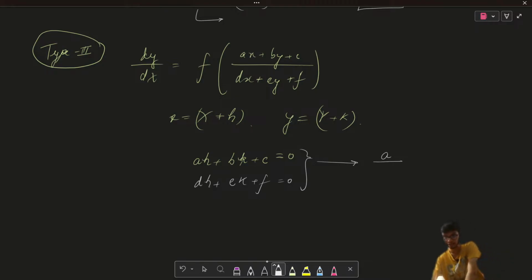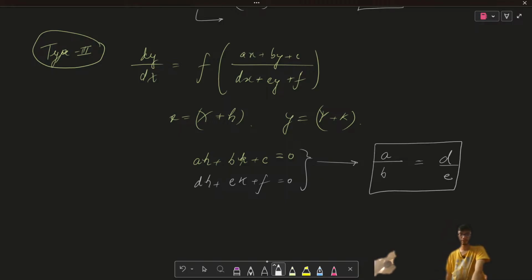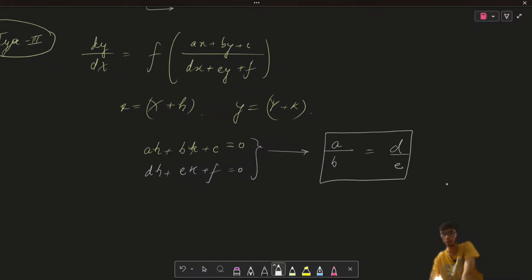So if I have a upon b equals d upon e, in this case there won't exist any solution, right? Then in this case, how are you going to solve this question? If I have no solution here, how am I going to solve this question?